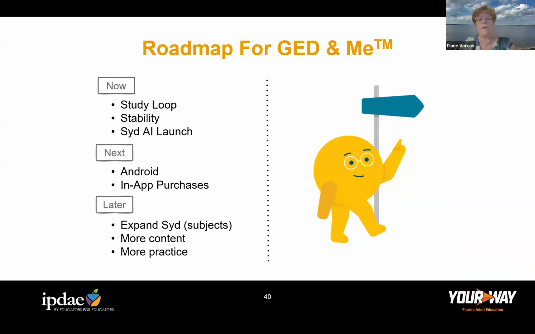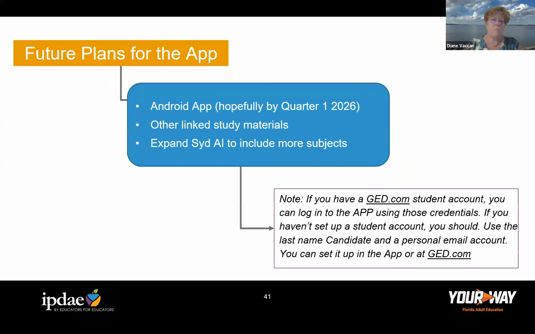We do have a roadmap for improving the app. Right now, of course, we've had the launch of the AI for math. It says next for Android, but that's already up and running. And then later, they do plan on adding the other subjects to the AI tool. And we're going to continue to add more content, more practice, more references to different publishers. So it's got a long way to go, but I think it's a great start for the app, and I think it's very helpful for students and for teachers.